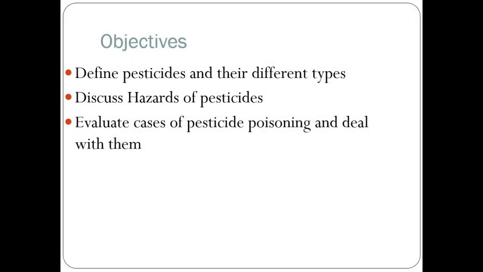So what is the objective of our lecture today? Our objectives are: 1. Define pesticides and their different types. 2. Discuss the hazards of pesticides. 3. And the most important, evaluate cases of pesticide poisoning and how to deal with them. This is the most important objective because you will graduate inshallah and you will be a clinician, so it's important to know how to deal with different types of pesticide poisoning.